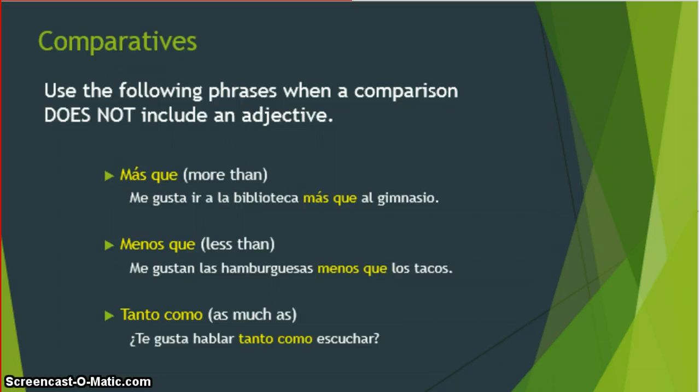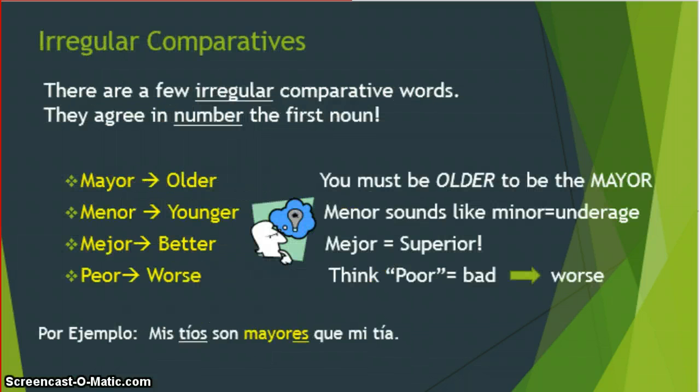Tanto, this time instead of tan, I'm simply adding to, so tanto como is as much as, so to show a similar connection. ¿Te gusta hablar tanto como escuchar? Do you like to speak as much as you like to listen? All right, wrapping things up here, we do have a few irregularities when we're talking about comparatives. These are going to just agree in number with the noun. So I have the following phrases that you will need to memorize: mayor, menor, mejor, y peor.